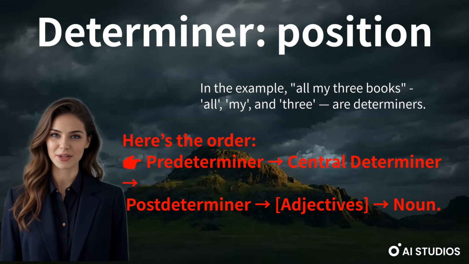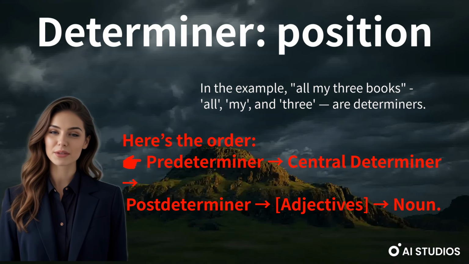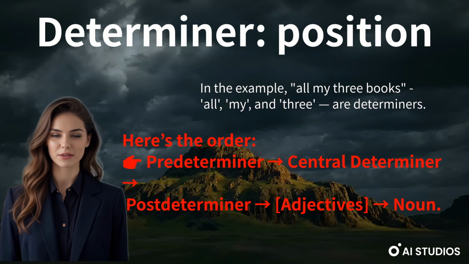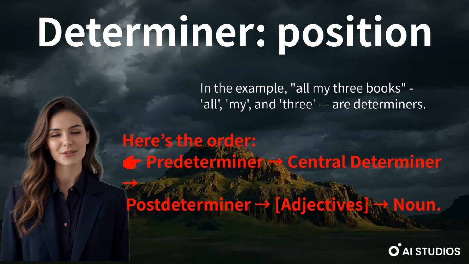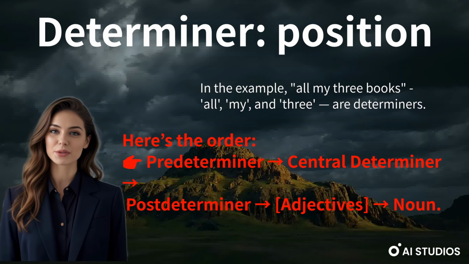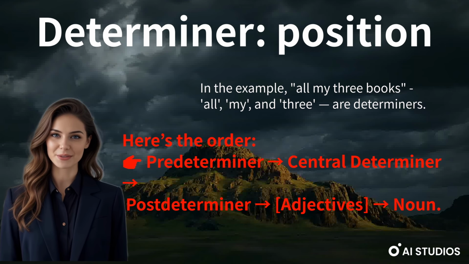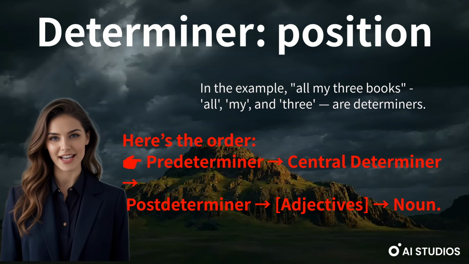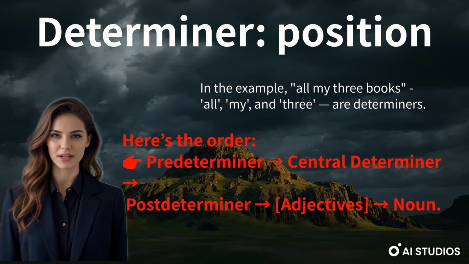In English, when you describe a noun, the words before it are all types of determiners. Take this example. All my 3 books. Here, all, my, and 3, all are determiners. But did you know they fall into 3 different categories based on their position and role? Here's the order: predeterminer, central determiner, postdeterminer, adjectives, noun. Let's explore each type one by one.